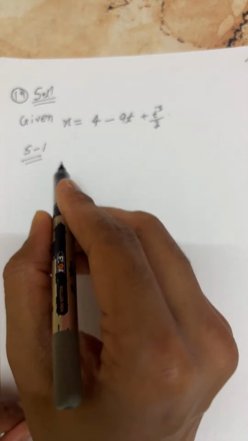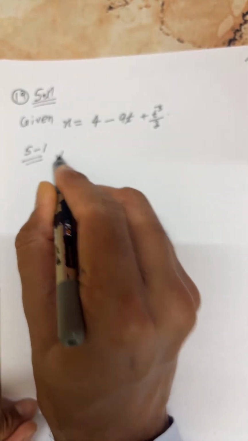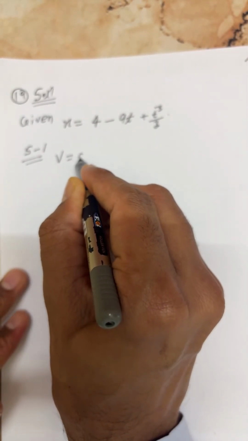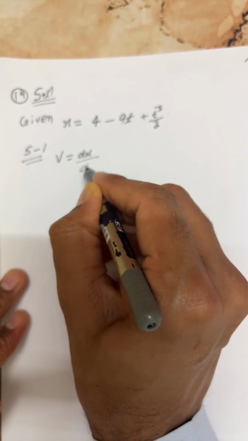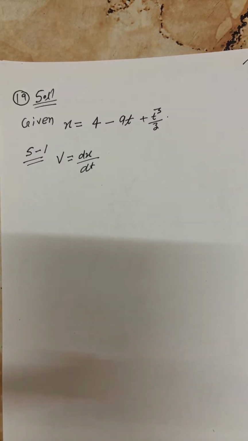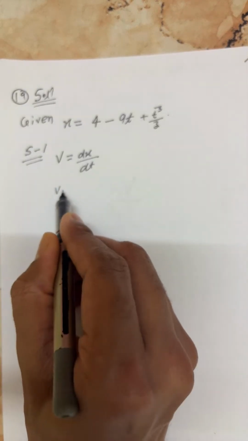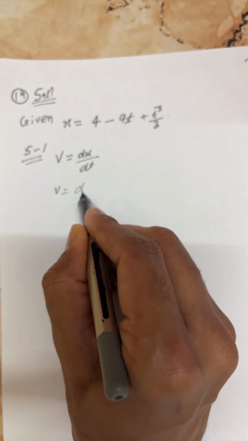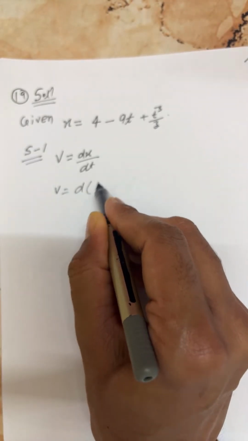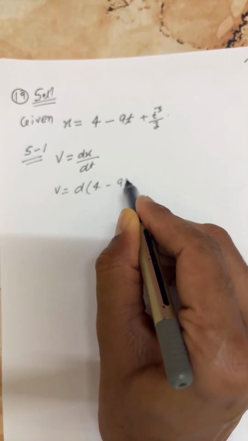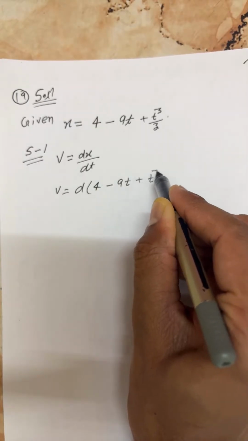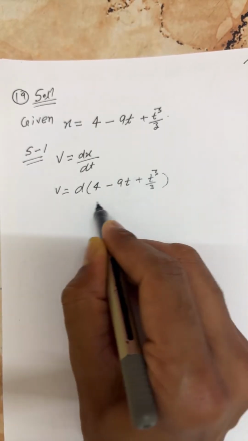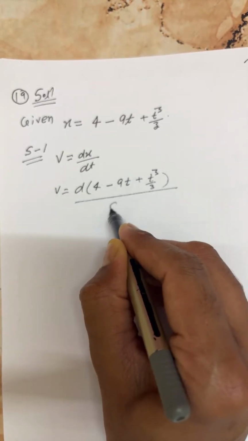So now, I'm going to differentiate one time. So I'll write v is equal to dx by dt. V is equal to what? dx by dt. Right. So here, what is x mentioned? So this is the differentiation of 4 minus 9t plus t cubed by 3, entire bracket, with respect to dt only.